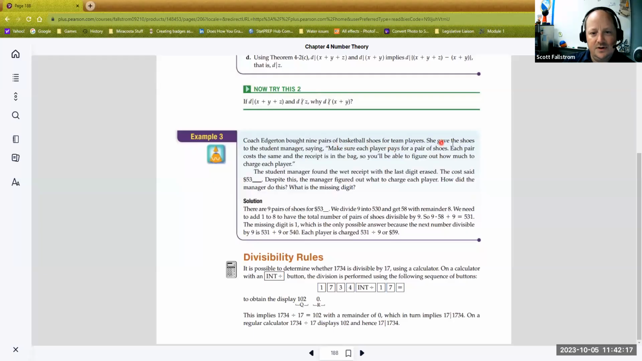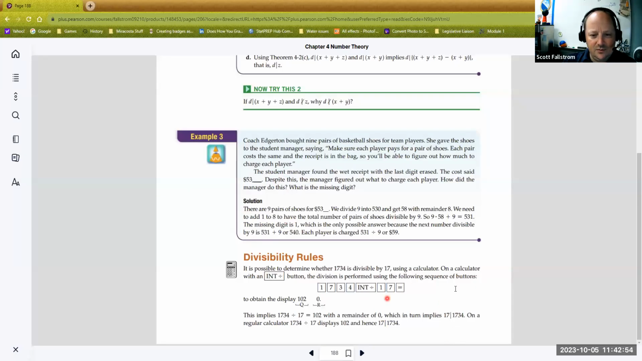Coach Edgerton bought 9 pairs of shoes, make sure every pair gets a price, and came up with a receipt. The last digit was erased. So I know it was 530 something, but I know that it's divisible by 9. So if you divide 530 by 9, you get something with a remainder. The remainder is 8. So if you were to add one more dollar in there, you know it would be divisible by 9 evenly. So 531 would be the total. So you can actually figure some things out even if you don't have complete information.